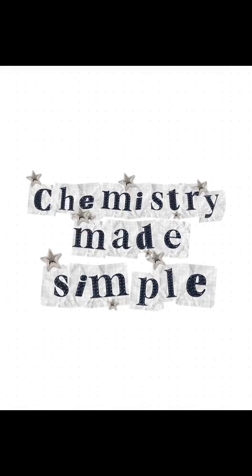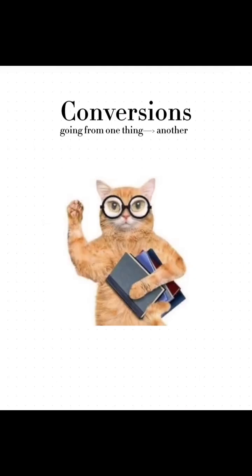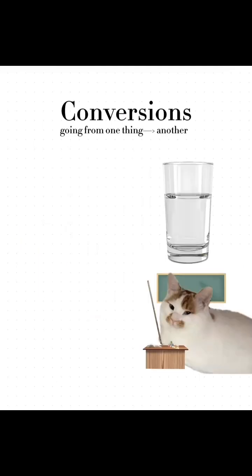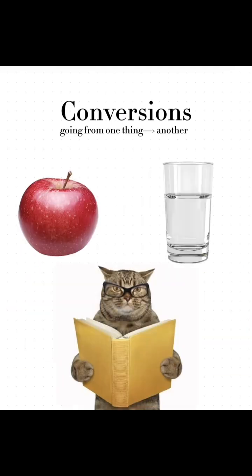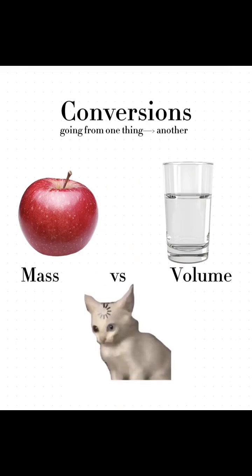Chemistry made simple. Conversions are going from one thing to another thing. For example, let's say you had a glass of water and you had an apple. The glass of water is measured through liters and the apple is measured through grams. However, the problem with looking at these two measurements is that one is being measured in volume and the other in mass. Would you be able to fairly compare these two measurements?